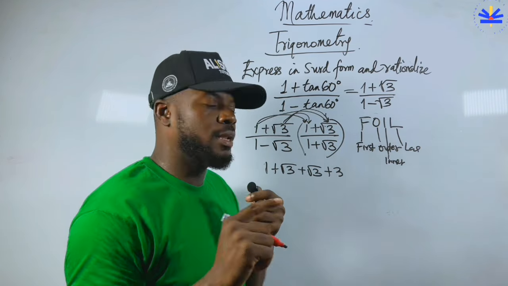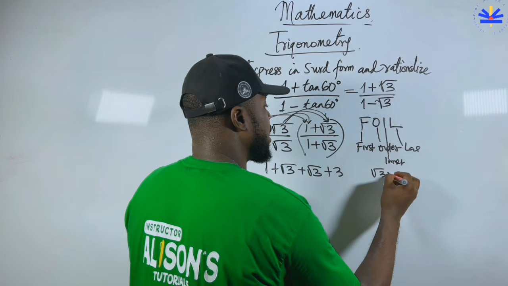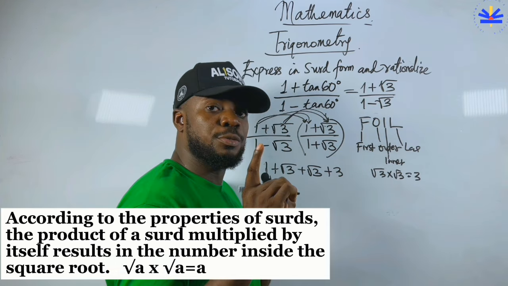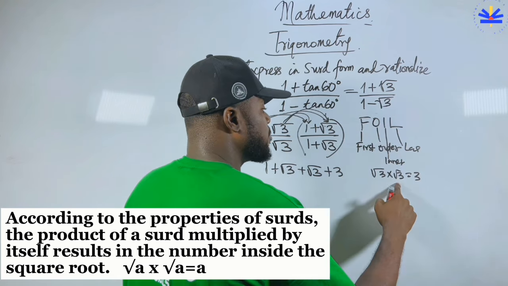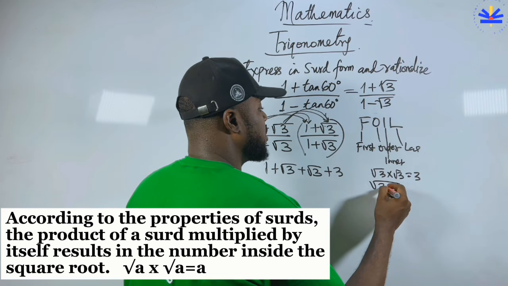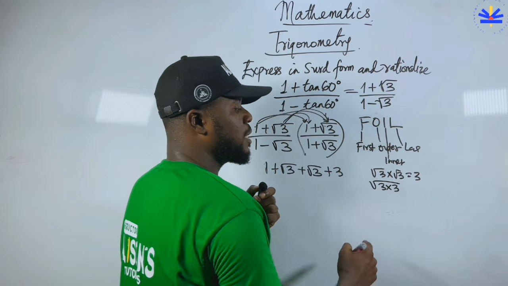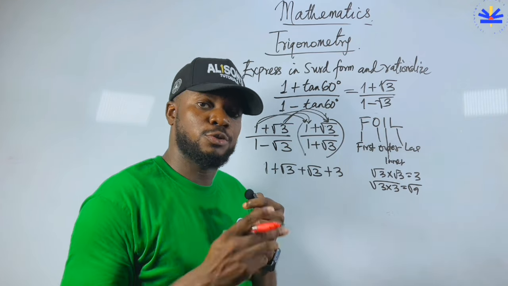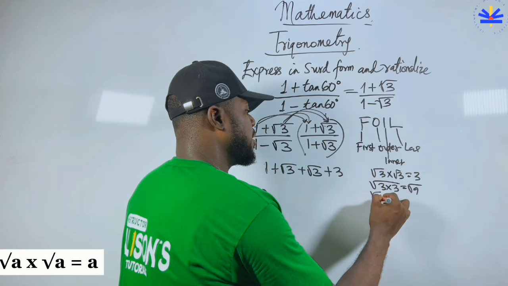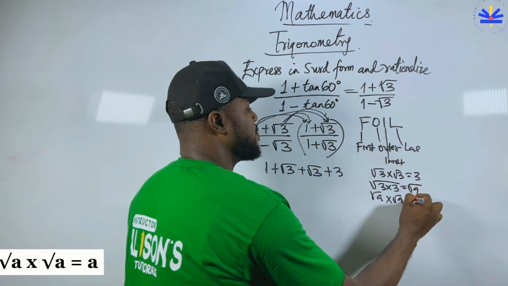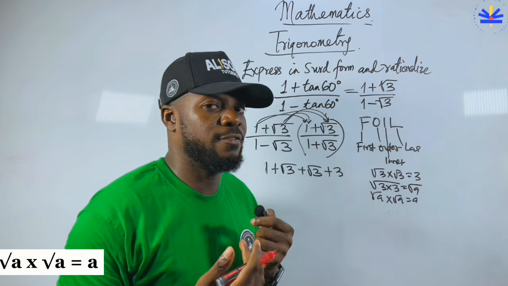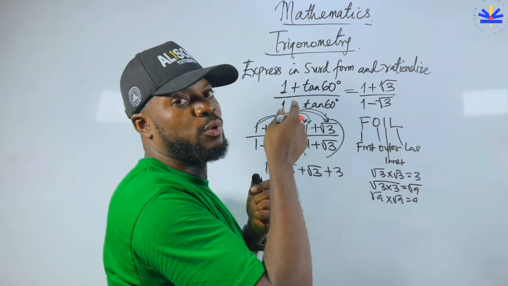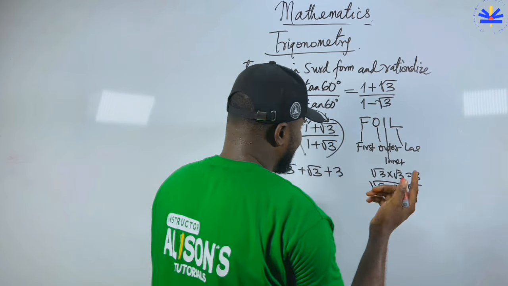Let me prove that one. How does root 3 times root 3 give us just 3? According to the properties of surds, root 3 times root 3 will be the square root of 3 times 3. So 3 times 3 is 9, and the square root of 9 is 3. So in short form, the square root of A times the square root of A will just give you A without stressing yourself. But it turns into the square root of A squared, the square and square root will cancel, and A will remain.